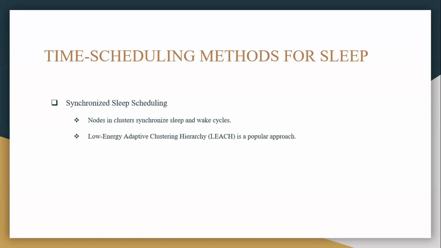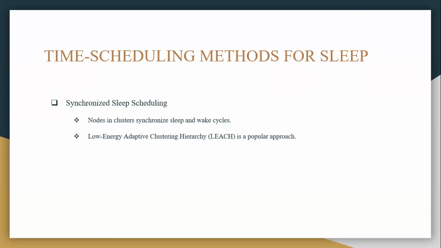Synchronous sleep scheduling involves organizing sensor nodes into clusters and coordinating the wake-up and sleep cycles of nodes within each cluster. This synchronization ensures that only a small percentage of nodes are actively processing data at any given time, while the rest are in sleep mode to conserve power.